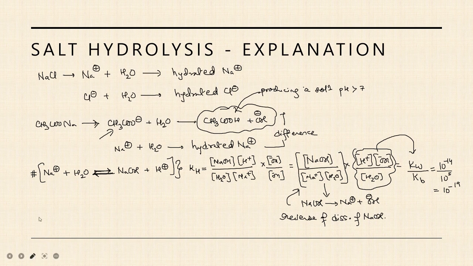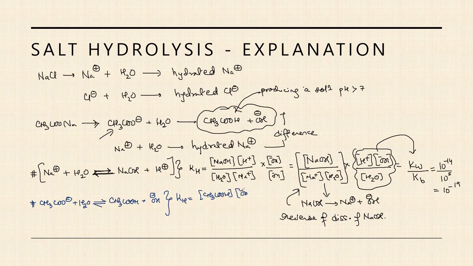Let's write a similar sequence for acetate. CH3COO minus plus H2O. If I write this, I'll be getting CH3COOH plus OH minus. Now the expression for KH for this will be CH3COOH. Numerator would have OH minus, denominator would have CH3COO minus and H2O.